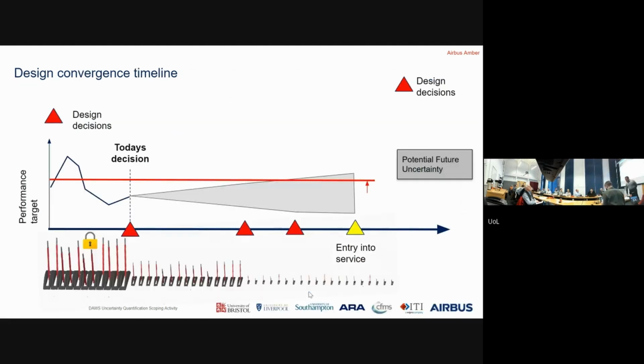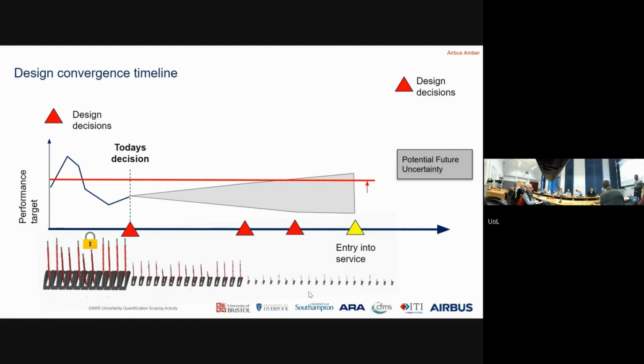So with that generic example, I wanted to take a little look at this idea of the design convergence timeline, where again, this is not a single decision, but a series of decisions along the timeline of the aircraft. If we look at the levers along the bottom, we have a decision today where we need to set some of those levers to meet a certain performance metric, that red line. Looking at our current assessment of where the design is against the performance metric, we're a little bit below the target.